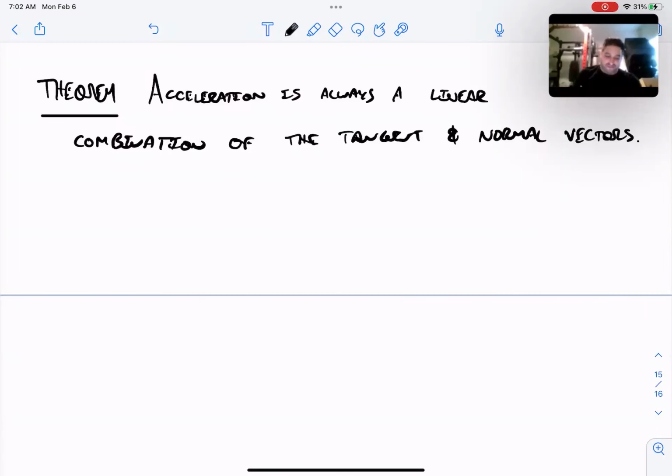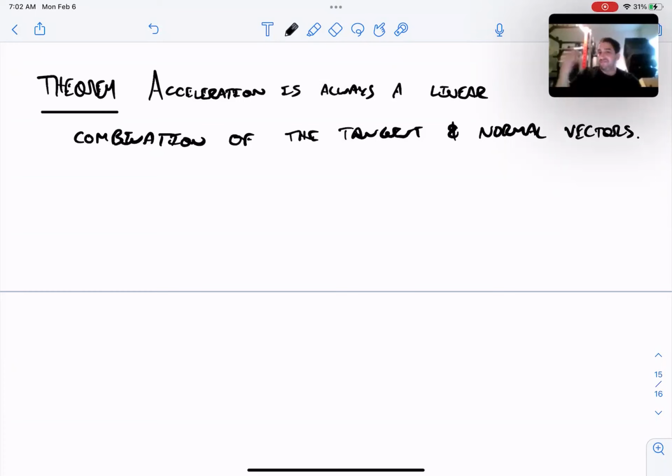Big theorem in parametric curves in vector geometry. What is this saying? Acceleration is always a linear combination of the tangent and normal vectors. Okay, so what are we talking about here? Well, let's make this a little more formulaic and a little less wordy.